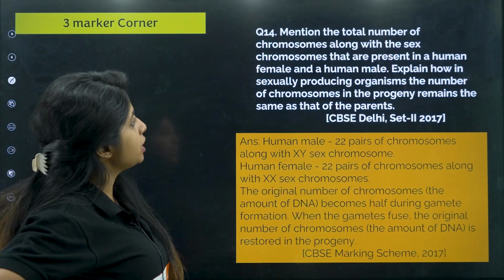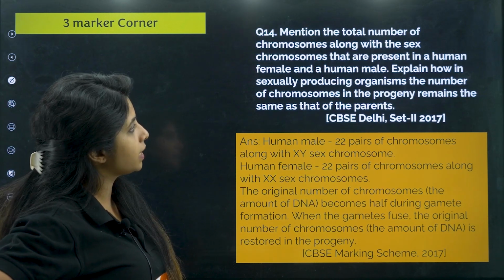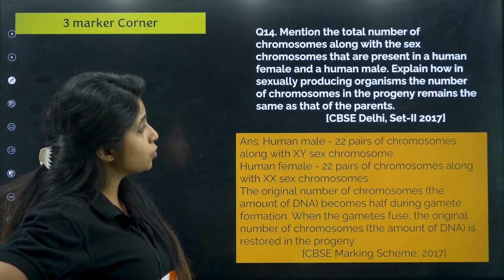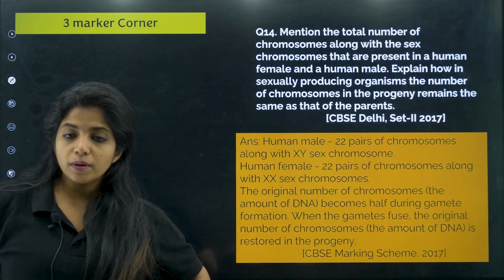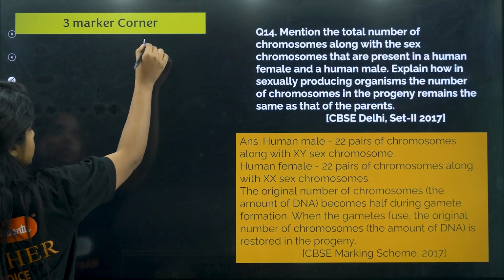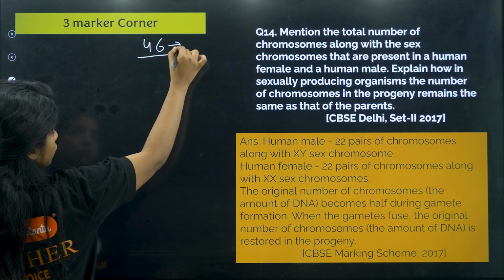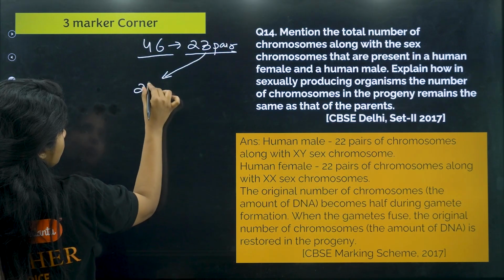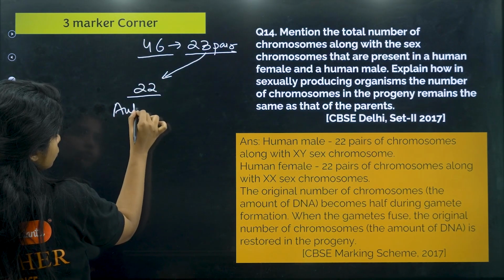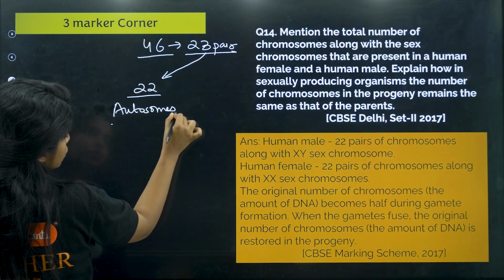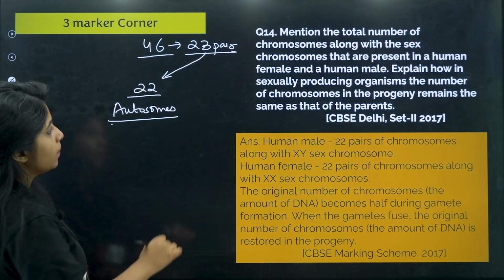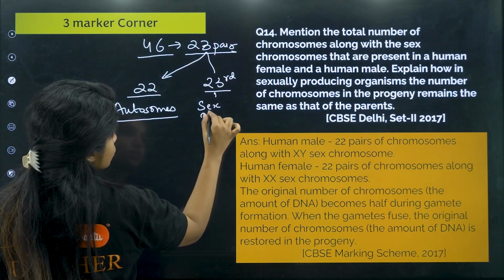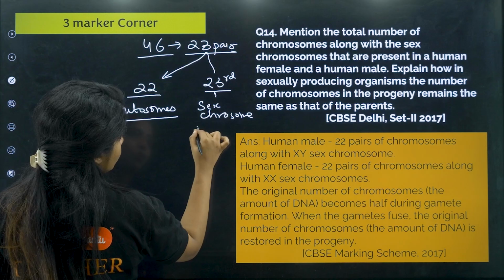Mention the total number of chromosomes along with the sex chromosomes that are present in a human female and a male. So children, in human beings, how many chromosomes do we have? 46 chromosomes we have. 46 chromosomes come in 23 pairs. In these 23 pairs, 22 pairs are known as autosomes, which are responsible for all our secondary characters. The 23rd pair that we have, children, is the pair of sex chromosomes, which you also call allosomes.